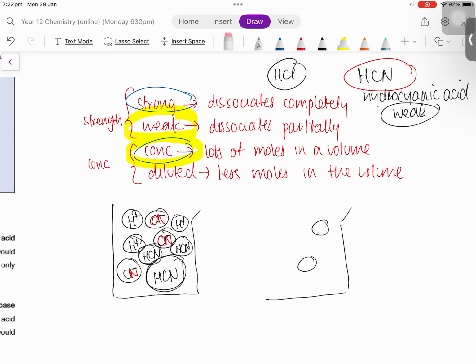Can I get a thumbs up, guys? Does that make sense? Concentration and strength are independent. If it's concentrated, lots of bubbles. If it's not concentrated, only a few bubbles. What you write in those bubbles depends on strength. So do those separately.